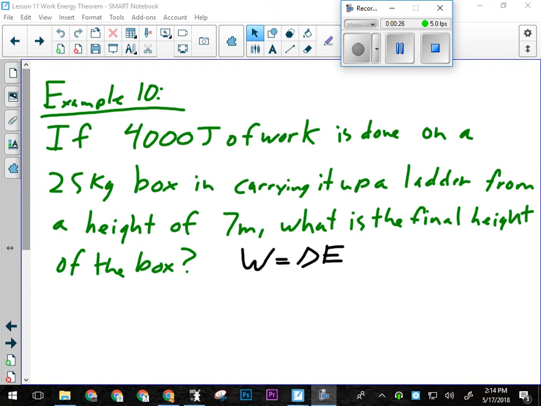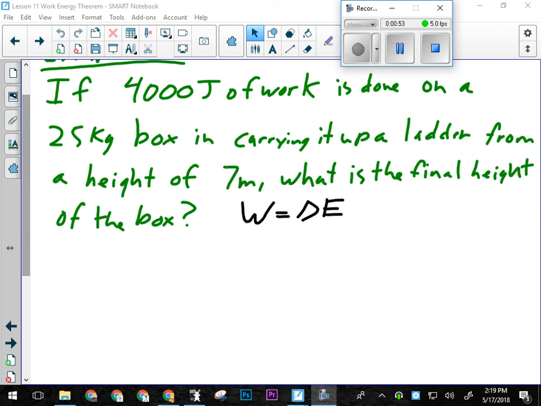So what we're looking for in this one, we've got 4,000 joules worth of work done in carrying this box, whose mass we know, up a ladder from a height of 7 meters, looking for the final height. So very similar to the first question we did on the quiz. I want you guys to give this one a try, see if we get the final height of the box.